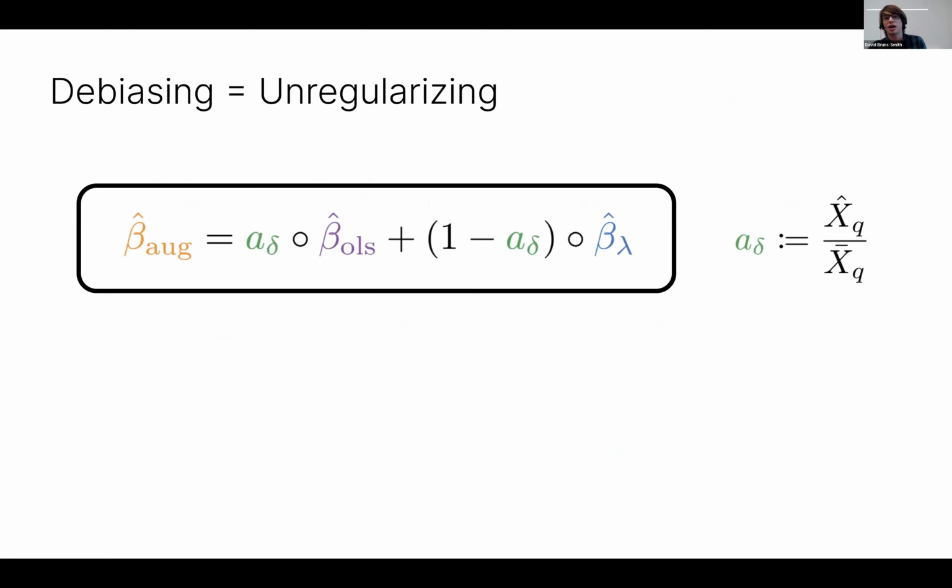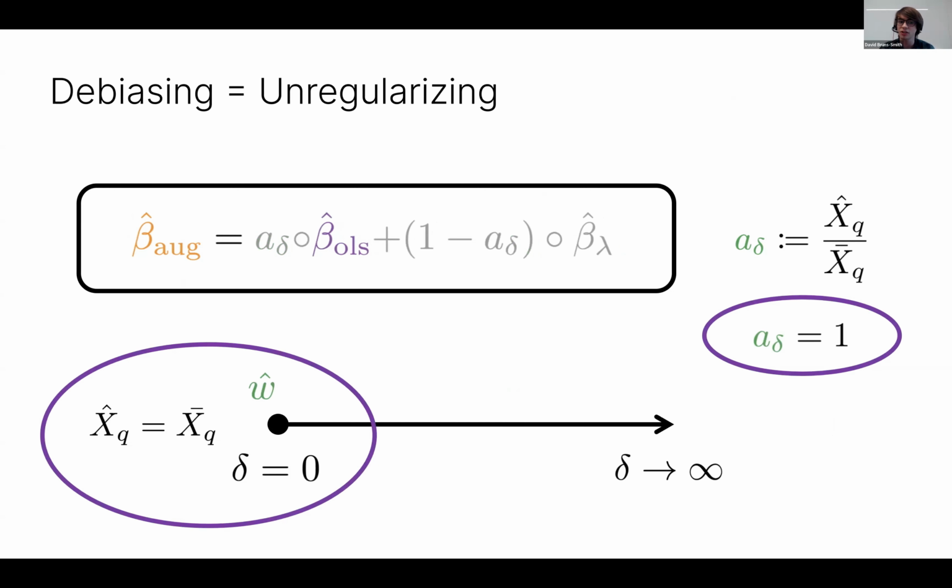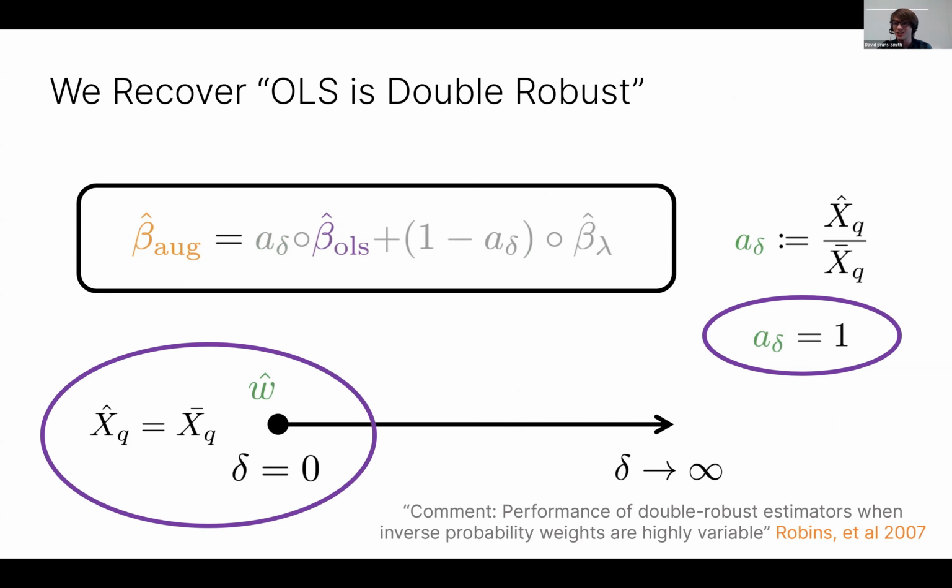And this lets us think of debiasing as doing some type of unregularization. So if you think about that delta hyperparameter for the weights, as you drive that hyperparameter equal to 0, you set xq hat just equal to xq bar. That means that A delta is identically 1 everywhere. And actually, debiased machine learning is just identical to ordinary OLS plugin. That recovers the famous OLS is doubly robust result from Robins et al. 2007. And you can actually think of our paper's result as being a generalization of OLS is doubly robust.